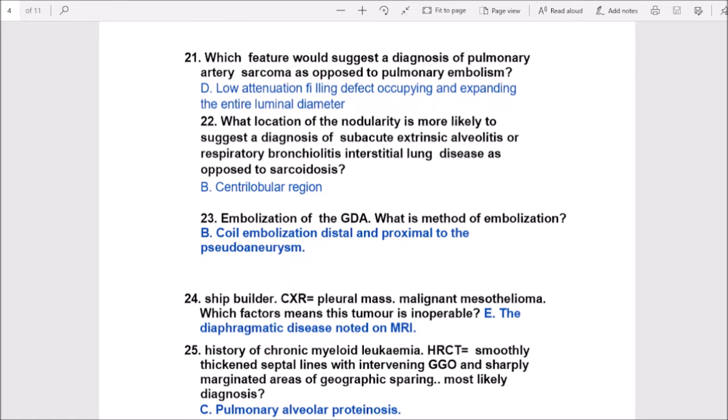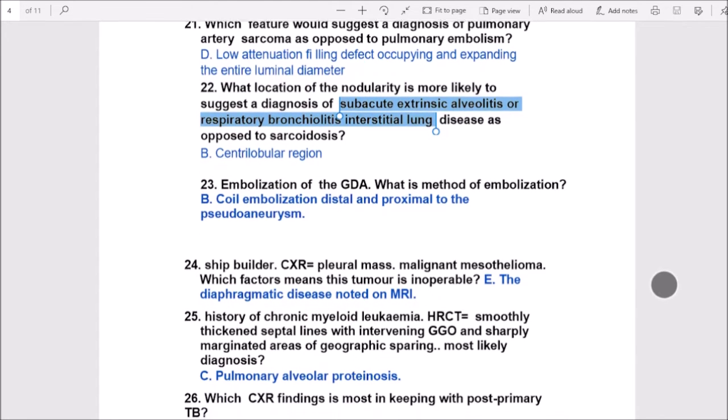Question number 22. What location of the nodularity is more likely to suggest a diagnosis of subacute extrinsic alveolitis or respiratory bronchiolitis interstitial lung disease as opposed to sarcoidosis? Central lobular region. In subacute extrinsic alveolitis or respiratory bronchiolitis ILD there will be central lobular nodularity, and it will not be seen in sarcoidosis.